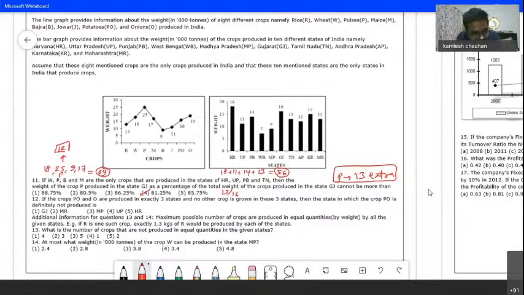Question number 12. Crops PO and O are produced in exactly 3 states. No other crop is grown in these 3 states. The sum of all three is how much? 35. Then the state in which crop PO is definitely not produced. So we need a sum of 3 states to be 35. With Gujarat, can the sum of 3 states be 35? Gujarat's is 16. 16 plus 9 plus 7, how much is that? That is 29, it won't work. We need a sum of 35.